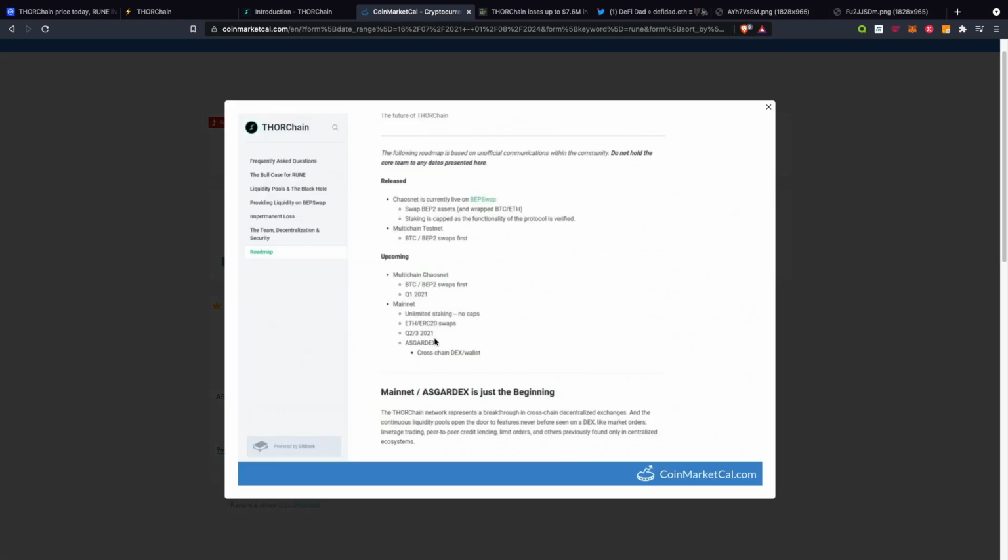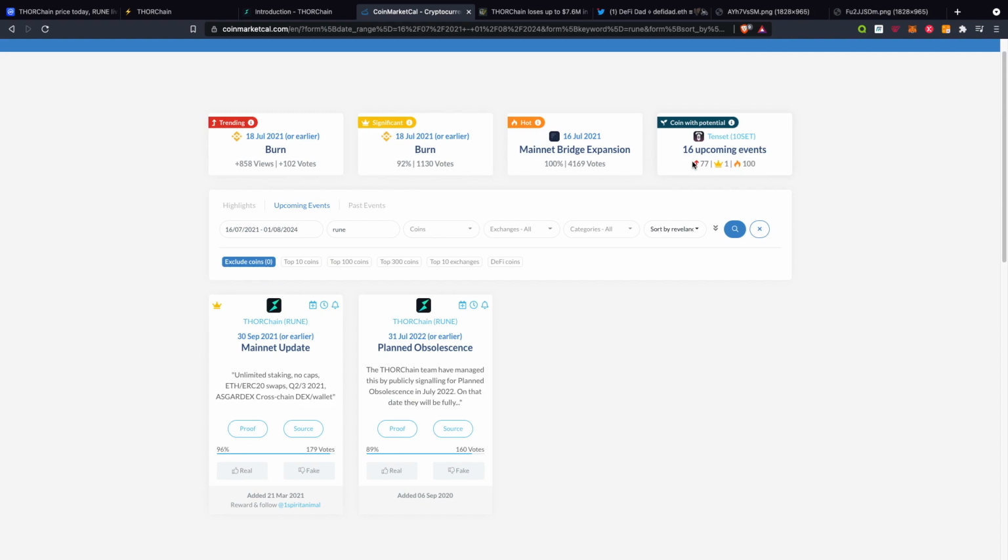So just jumping onto this, as you guys can see, upcoming mainnet, unlimited staking, no caps, Ethereum ERC20 swaps, Q2/Q3 of Q1 of 2021, so it's coming up later on this year. So guys, it is huge. Hopefully what this mainnet does is drive the price back up toward its all-time high around that $20 mark.